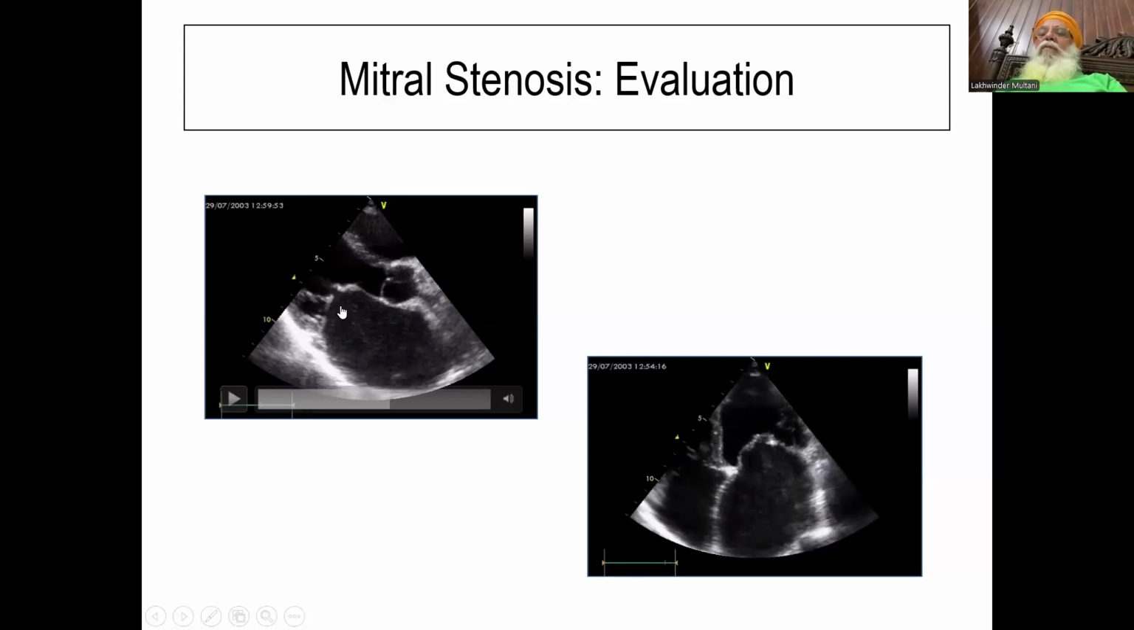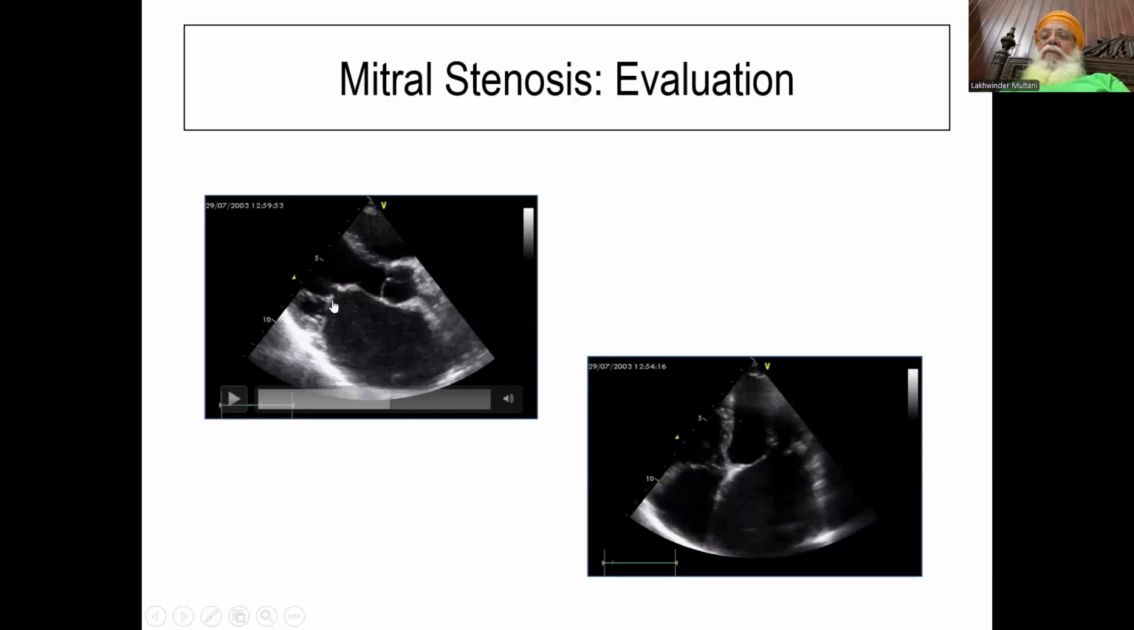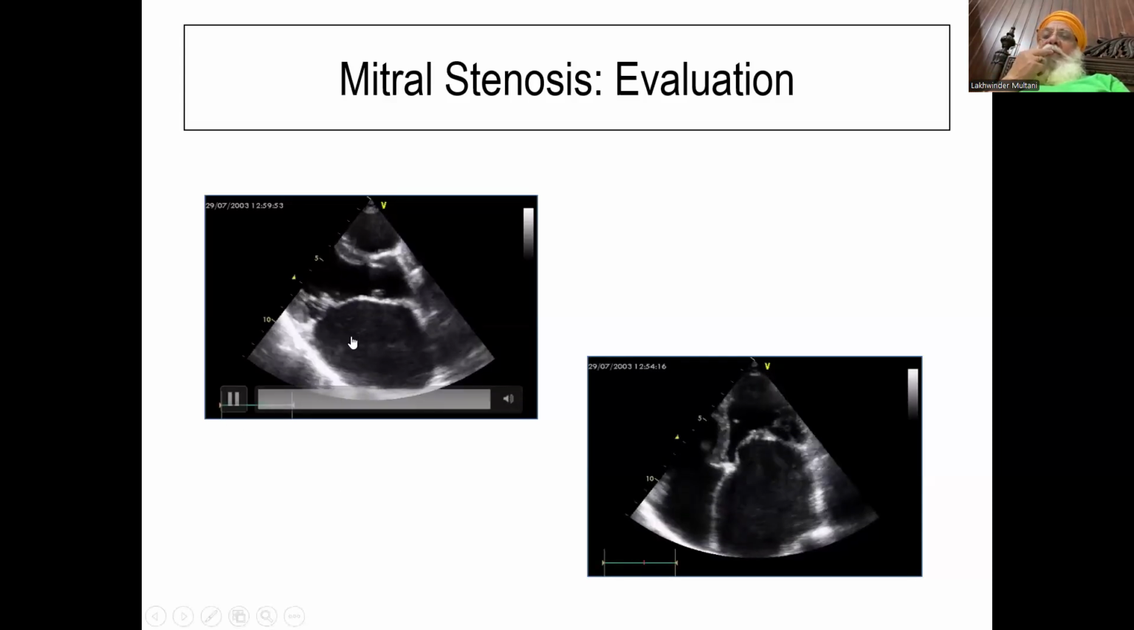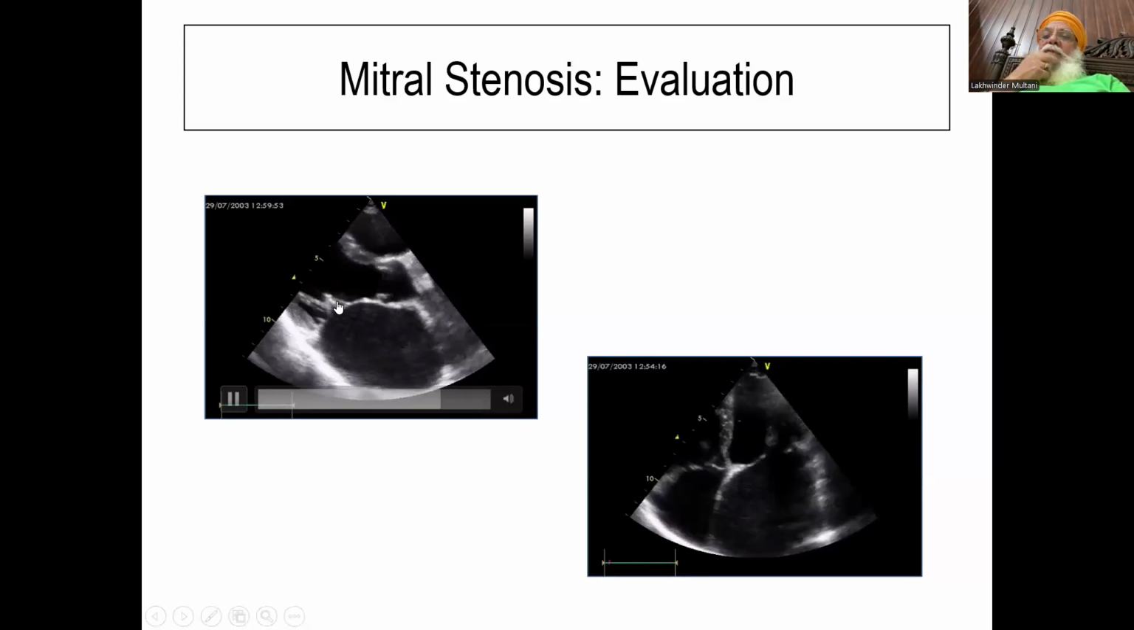The fair chances are they'll produce regurgitations. On top of that, AML is a large leaflet, whereas a PML is a small leaflet. When the cords of the PML get fibrosed, the opening of the PML gets restricted. Now look at this opening of the valve, which is quite significantly restricted.